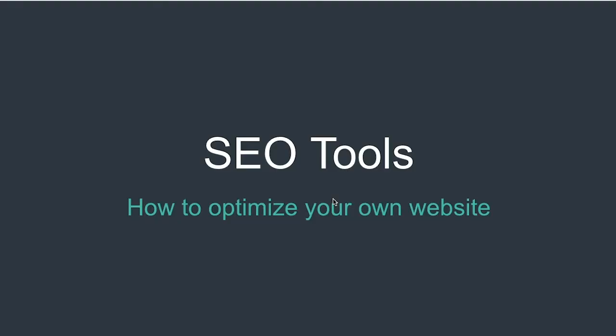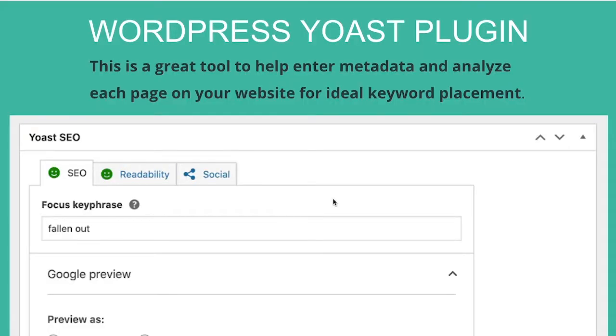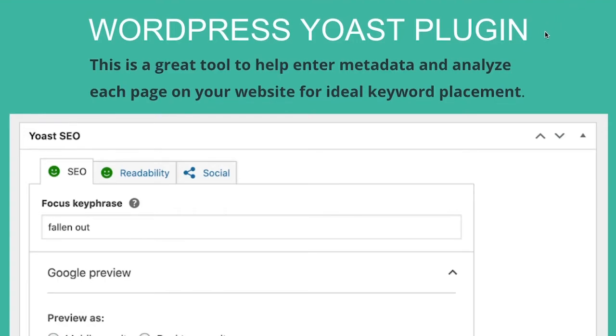Okay, so I provided some search engine optimization tools in my chat today so that you can optimize your own website. So first I'm going to talk about WordPress and the Yoast plugin. This is a great tool to help you enter metadata and analyze each page on your website for ideal keyword placement. So you want to make the smiley faces green, right? Smiley face SEO is happy when it's green and sad when it's red and there's a sad face.